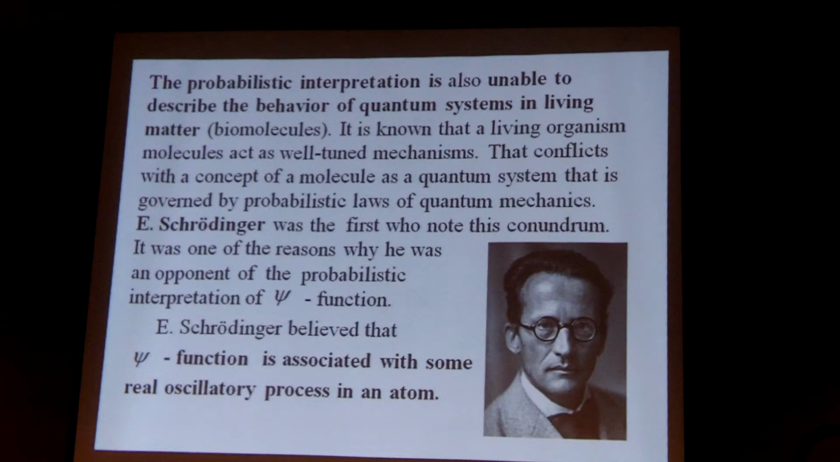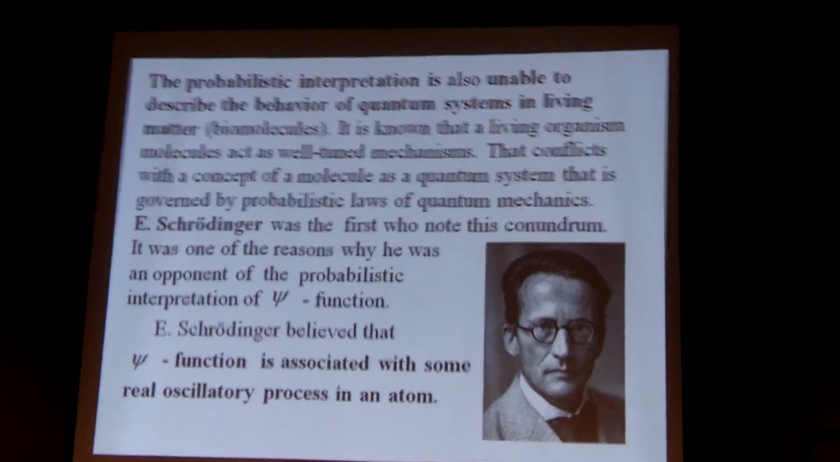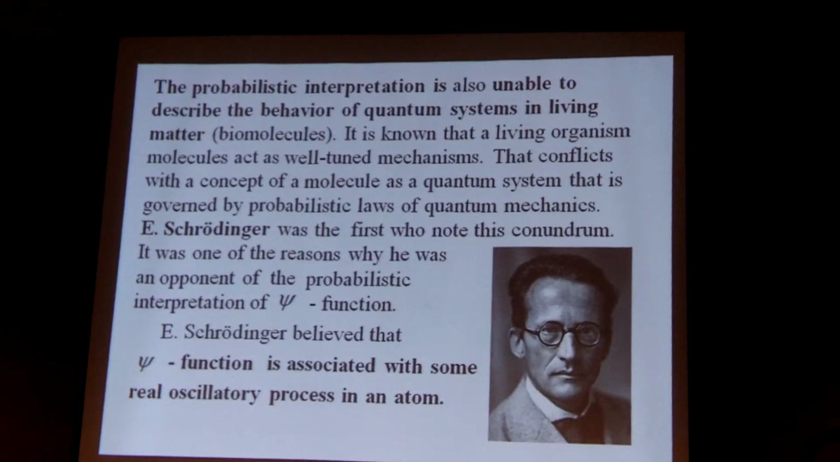The probabilistic interpretation is also unable to describe the behavior of quantum systems in living matter. It is known that in a living organism molecules act as well-tuned mechanisms, which conflicts with the concept of a molecule as a quantum system that is governed by the probabilistic laws of quantum mechanics. Schrodinger was the first who noted this conundrum. It was one of the reasons why he was an opponent of the probabilistic interpretation of the psi function. Schrodinger believed that the psi function is associated with some real processes, an oscillatory process in an atom.